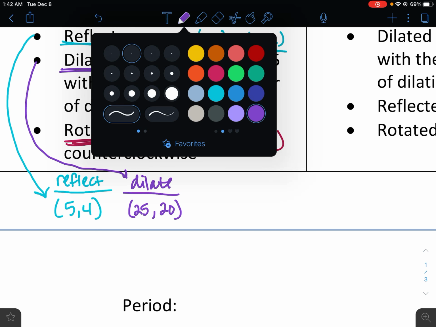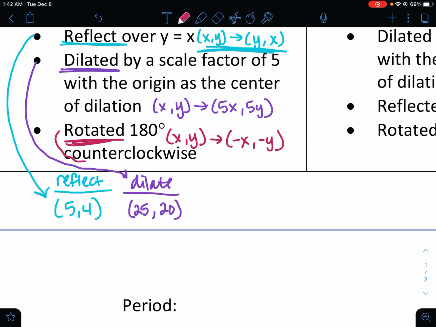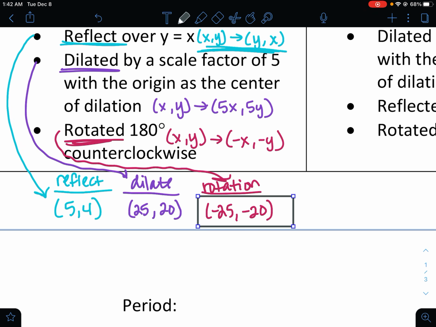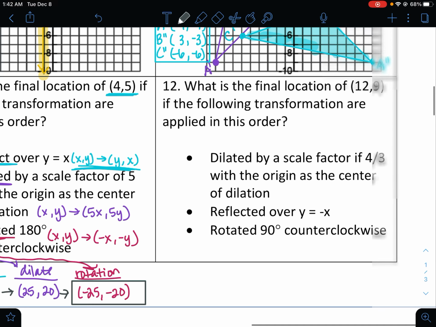And then lastly, we have the rotation. For the rotation, we're just going to make both of those opposites. So it's going to be (negative 25, negative 20). Since that was the last one, we are done. So the answer should be (negative 25, negative 20). This was the order of our transformations.